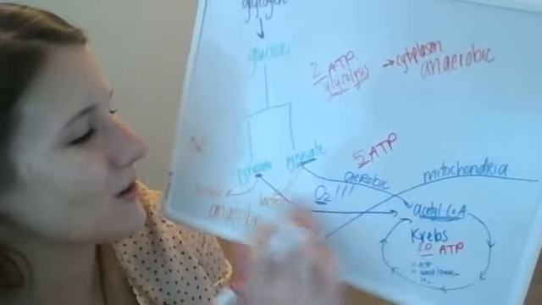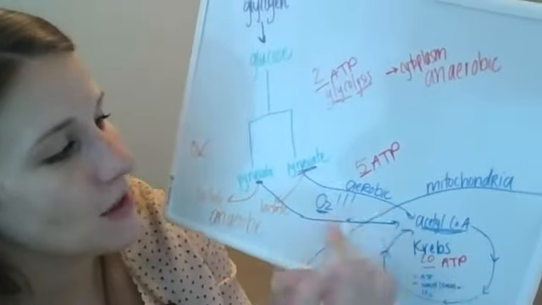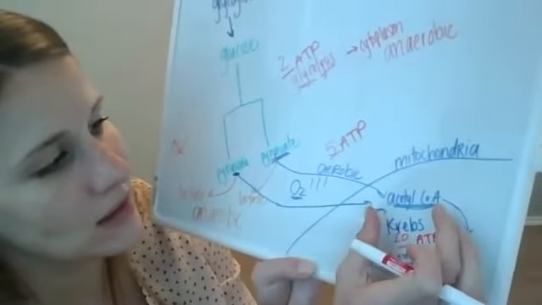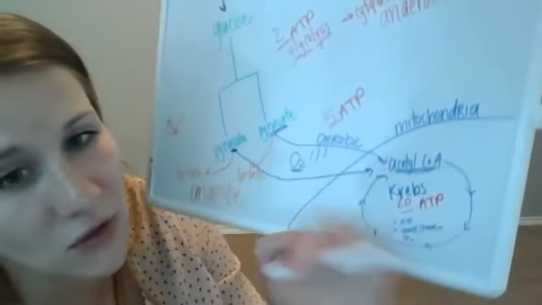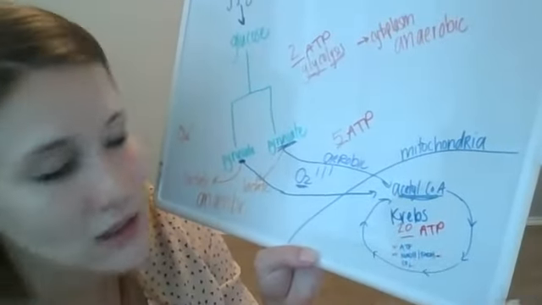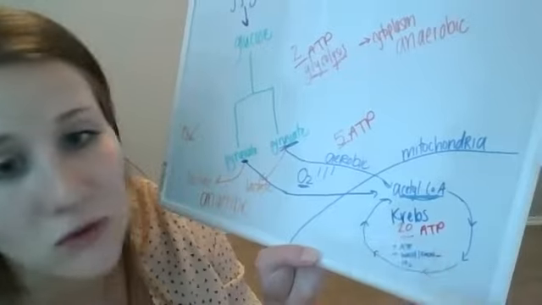Sorry, I always want to say acetylcholine. In that process, we're going to create 5 ATP. Then acetyl-CoA is going to go through a ton of different transformations and processes in the Krebs cycle or the citric acid cycle, which will produce a total of 20 ATP.